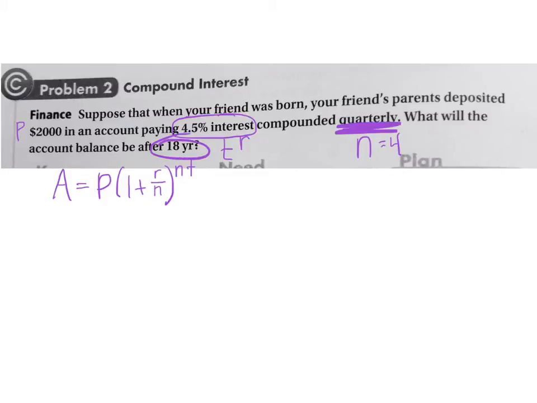And that's my T. So I just want you to plug it all in and use your calculator. As long as you can figure out what goes where out of this word problem, and you know how to use your calculator, you'll be fine on these questions. So P is 2,000.